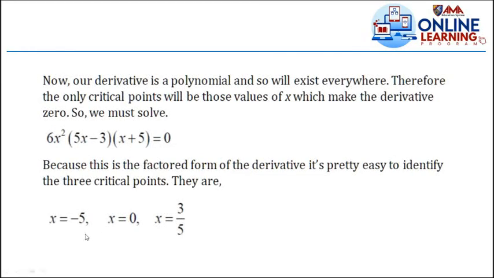We have x is equal to negative 5, x is equal to 0, and x is equal to 3 over 5. So if you're going to graph that, since you have a second degree parabola, we have x is equal to negative 5, x is equal to 0, and the other one is 3 over 5. So that's our critical points.